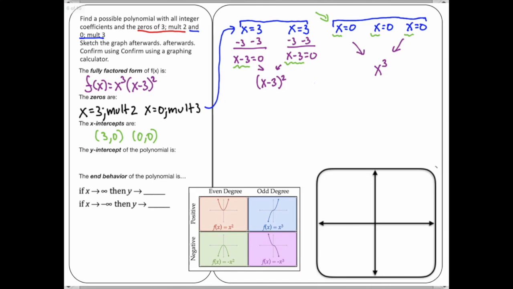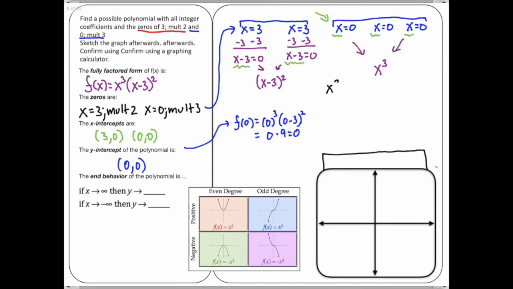Plugging in f of 0 into the fully factored form to go ahead and get the y-intercept. We're going to go f of 0 equals 0 cubed, 0 minus 3 squared. We know that this is going to be 0 times negative 3 squared, which is 9, which is just going to give me 0. So the y-intercept is 0, 0. Okay. So what we want to do is multiply them out, so we can have our final form here and see what that looks like.